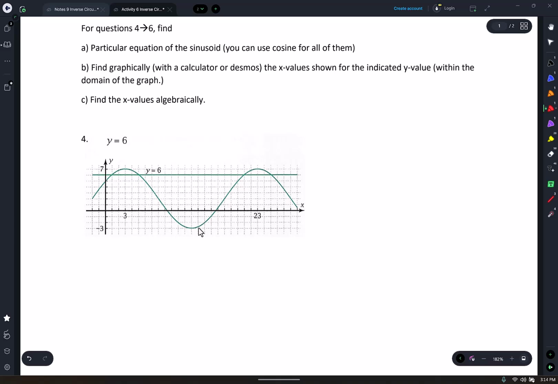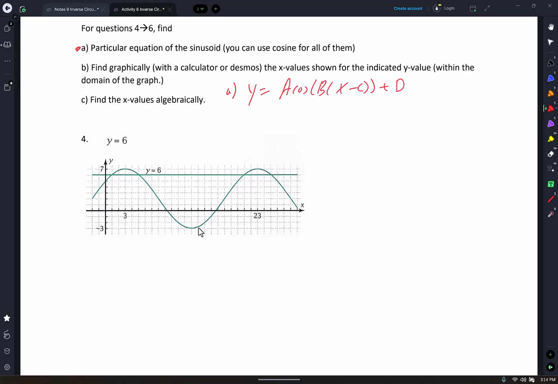So here we go. First, this is actually what you're going to be doing on Friday. Not this solving algebraically, but getting the letter A here. Letter A says find a particular equation of the sinusoid. You can use cosine because we're doing inverse cosine. So I'm going to write y equals cosine B, open, x minus c, close, plus d.